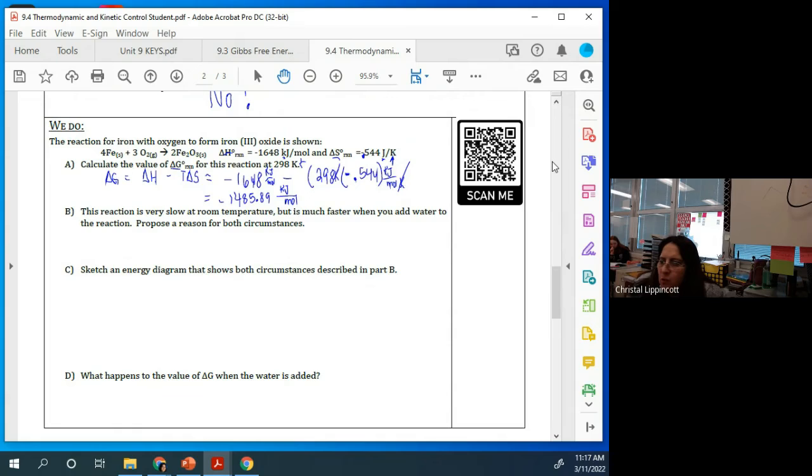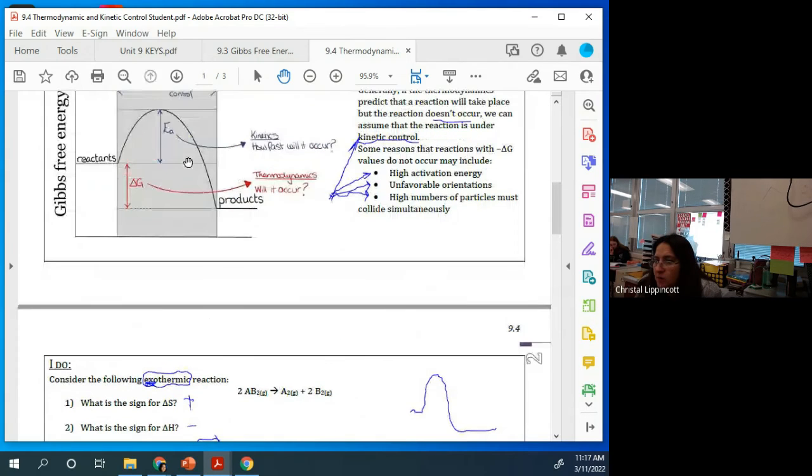This reaction is very slow at room temperature, but is much faster as you add water to the reaction. Why? Why would it be slow? Because there's a solid. Okay. But remember what's going to slow things down. Yeah, but what did we say up here was going to be a cause of things being slow? Okay, so maybe the orientations aren't correct. Yep, but it's under kinetic control is what you're going to say.